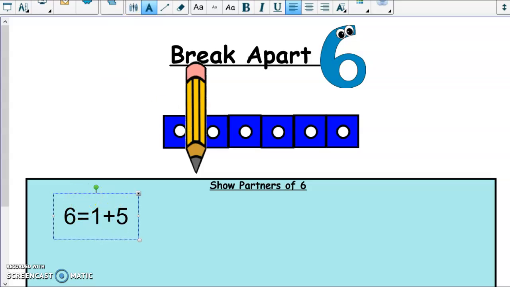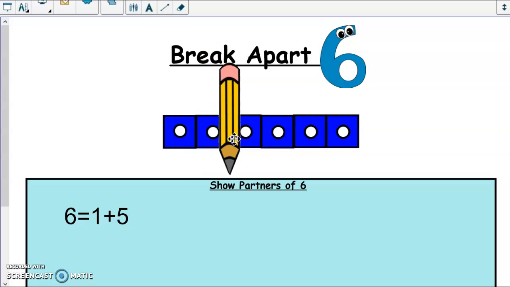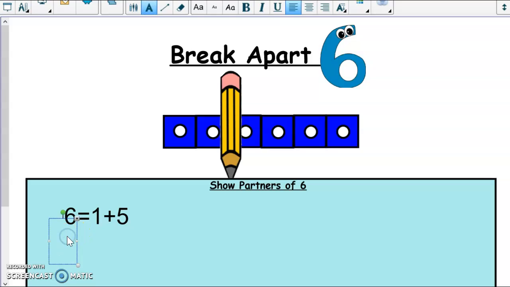Let's break it apart a different way. Break it apart by 2 now. How many do you see on this side? Yep, 2 plus 4. So 6 is equal to 2 plus 4.